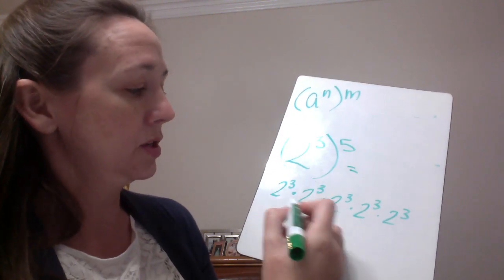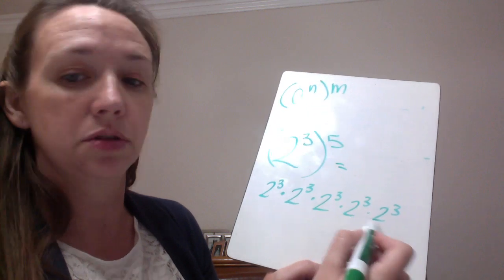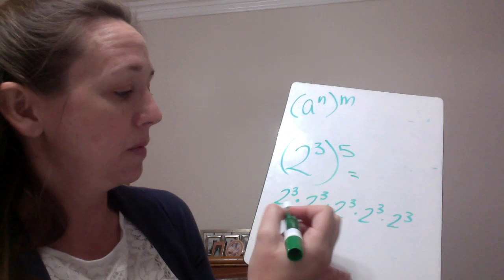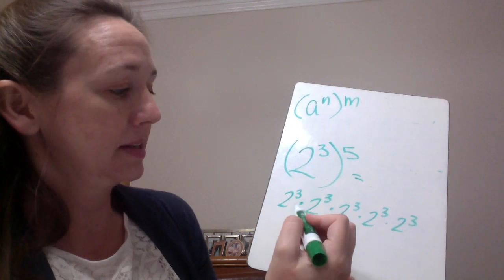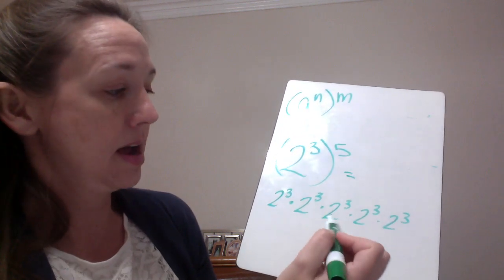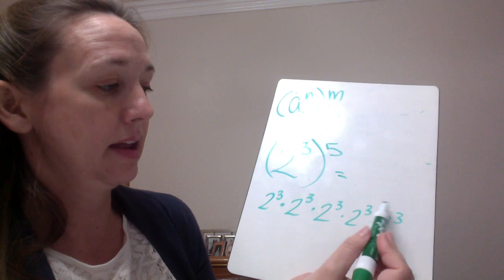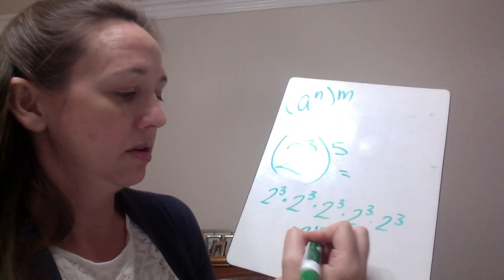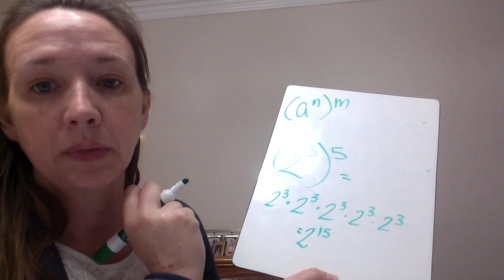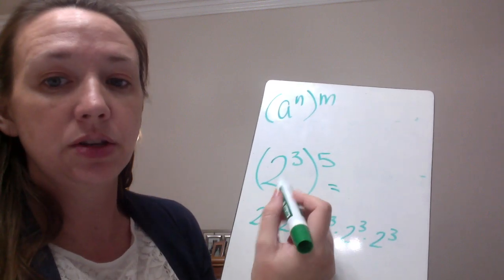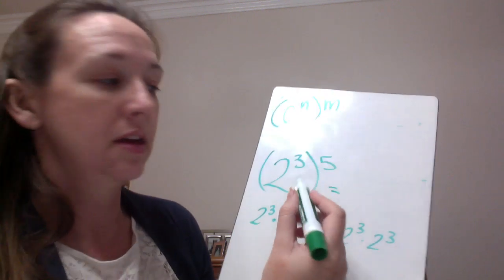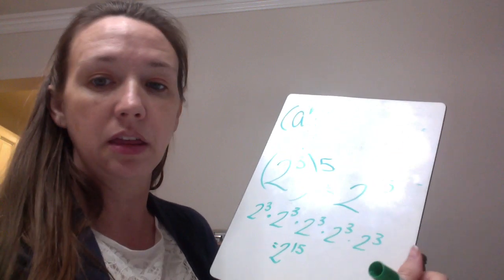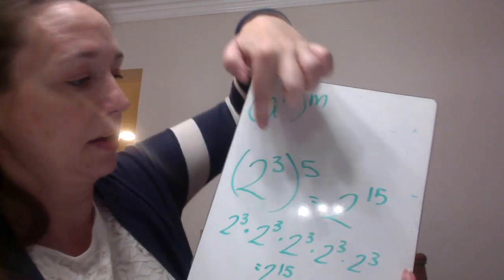This would be 3 2's and 3 2's and 3 2's and 3 2's and 3 2's. But I am too lazy to write that many 2's, so I'm going to count it. There'd be 3 here, then that makes 6, 9, 12, and 15. So this is the same thing as 2 to the 15th. So if you can see 2 to the third to the fifth, we can just multiply those together and get 2 to the 15th.